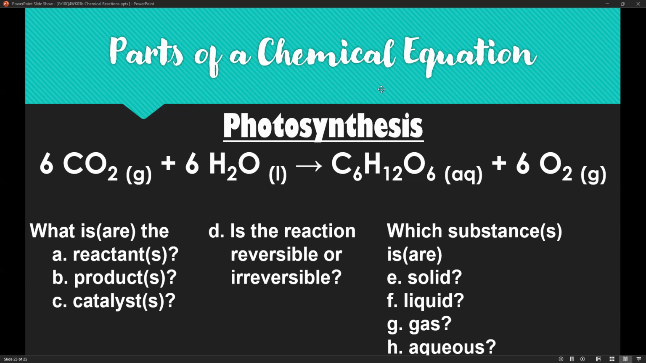Okay. And finally, which substances are solid? So we don't have any solid substances in photosynthesis. Liquid, we have 6 moles of liquid H2O. For gas, we have 2. We have 6 moles of gaseous CO2 and 6 moles of gaseous O2. And finally, the only aqueous substance is 1 mole of aqueous C6H12O6. And with that, these are the parts of the chemical equation.